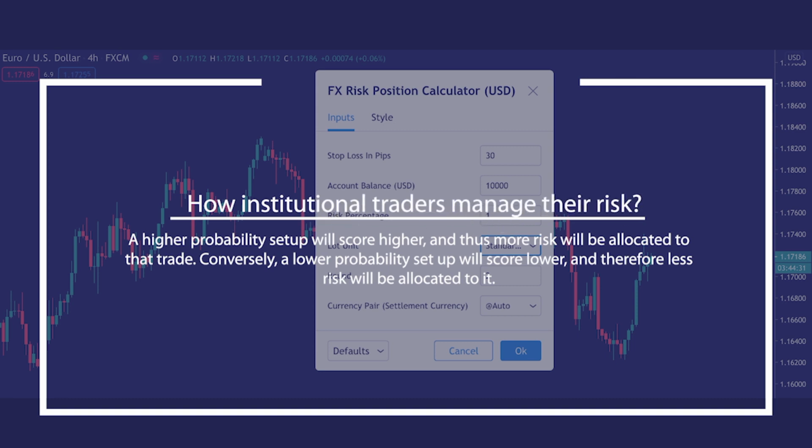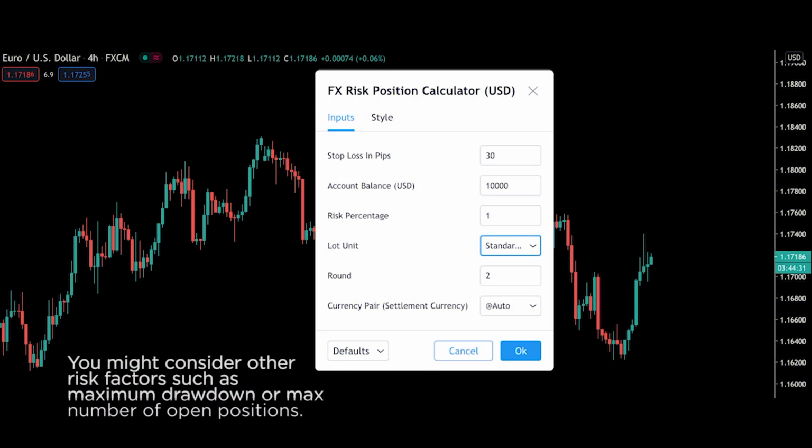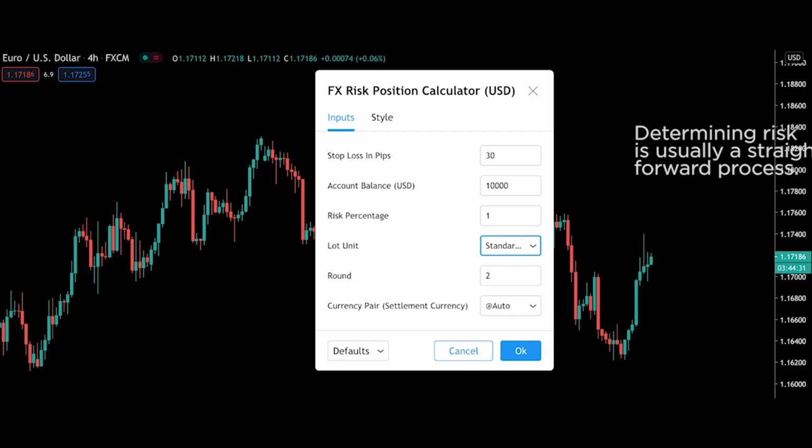A higher probability setup will score higher, and thus more risk will be allocated to that trade. Conversely, a lower probability setup will score lower, and therefore less risk will be allocated to it. You might consider other risk factors such as maximum drawdown or maximum number of open positions. But no matter what factors you decide, the point here is that determining risk is usually a straightforward process.